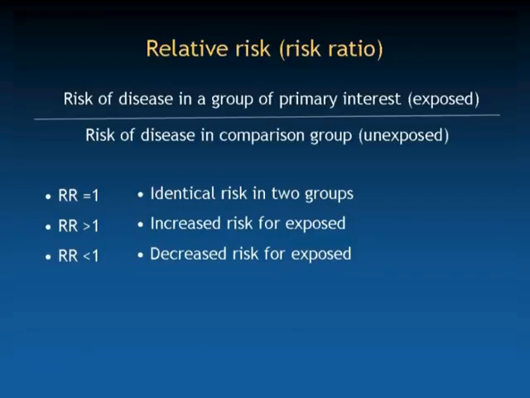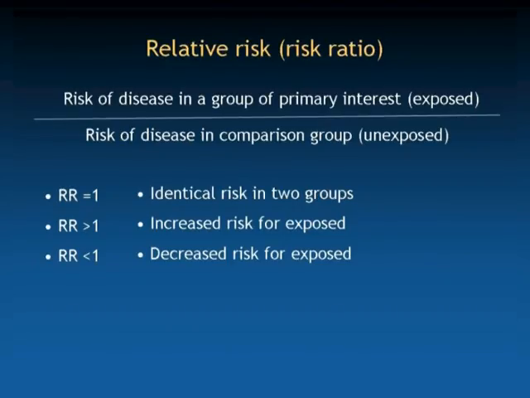So risk ratio is nothing but risk of disease. We have seen what is risk. Two kinds of incidence we saw. One was risk, the number of new cases over total individuals at the beginning of follow-up. So the risk ratio is risk of disease in a group of primary interest, that is among exposed, divided by risk of disease among unexposed.